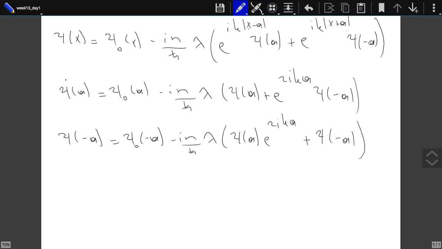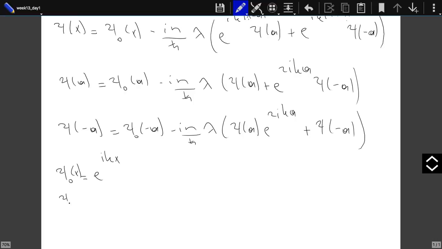Let's first choose psi 0 of x to be e to the power i k x. This is our incident wave. So psi 0 of a is equal to e to the power i k a, and psi 0 of minus a is e to the power minus i k a.